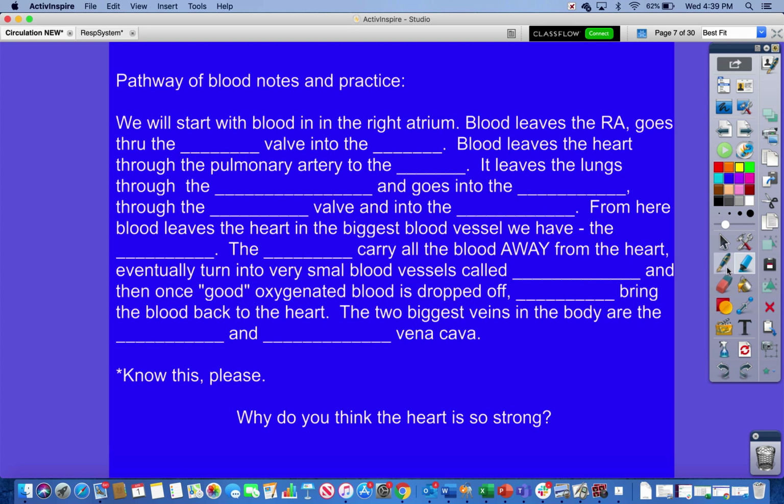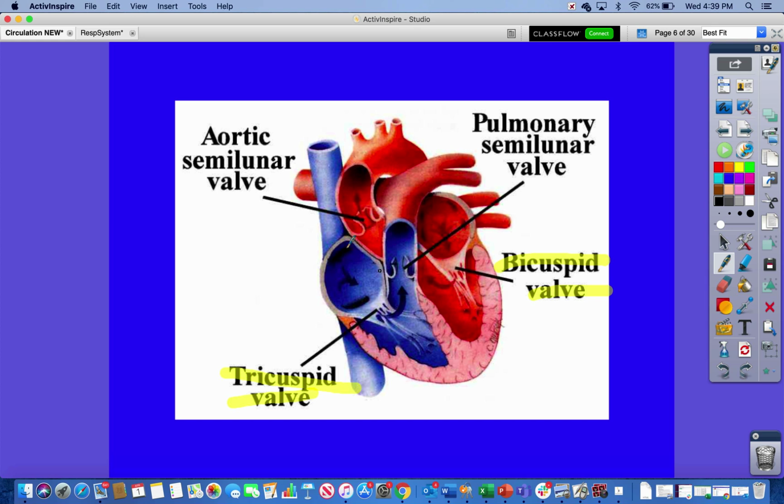Coming out of the pause now, I'm hoping that you have answers written down. Here's what the pathway of blood is. So when we study the pathway of blood, we'll start with the right atrium. Blood leaves the right atrium, so we're going to start with blood right in here. We've got blood in here. It's the right atrium. Where does it go?